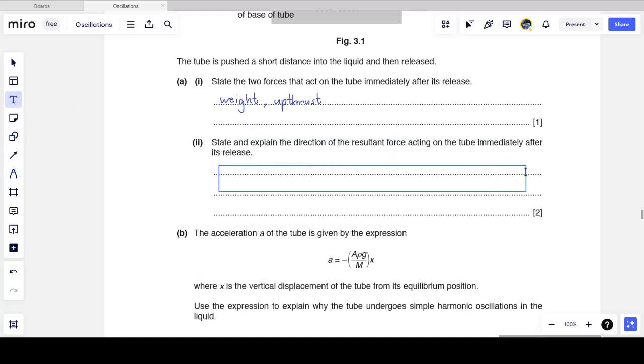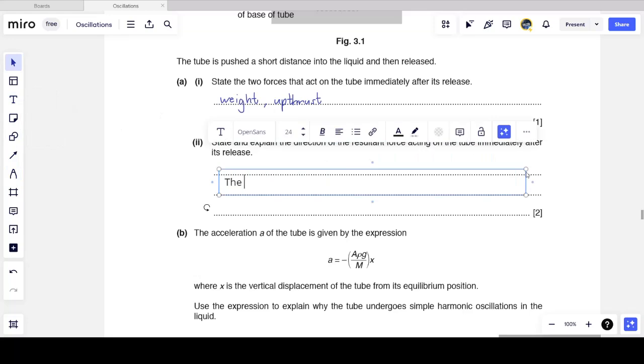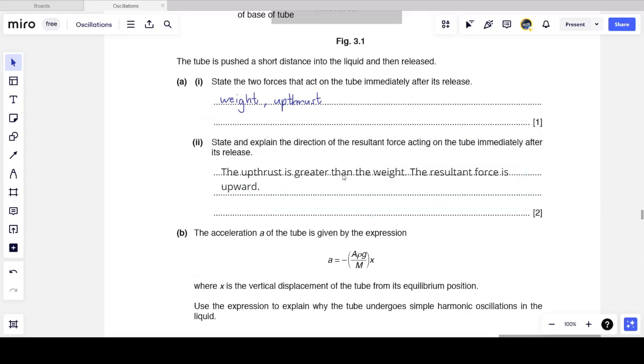I must explain why I say that as well. So the upthrust is greater, I'm doing my explanation first, then the weight. And so the resultant force is upward. The upthrust is greater than the weight, and the resultant force initially is upward.